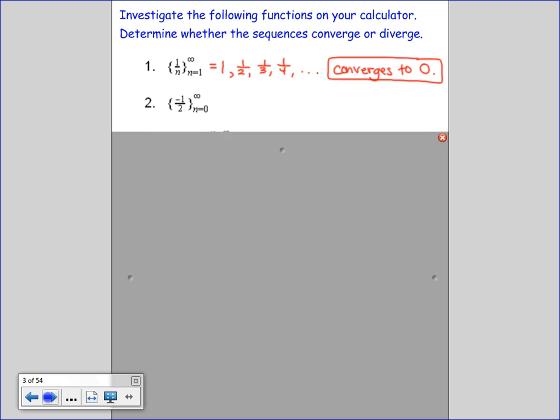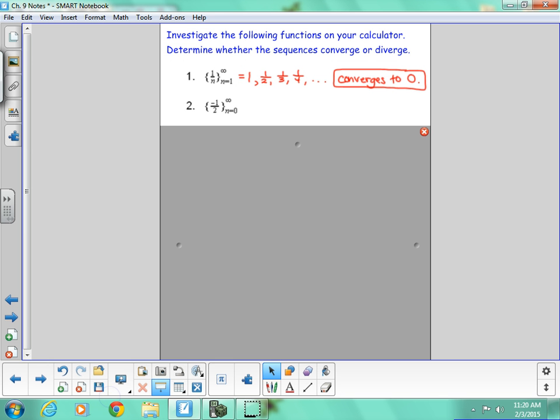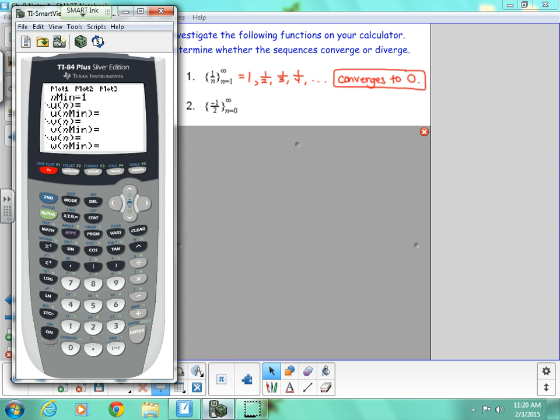How about this one? It doesn't have any enter. Hold on. If we were to use our calculator, what would we do to use our calculator to help us analyze this? What would be our n min? 0. 0. That's our lower bound, right? So I plug in 0. What is the equation or the function for the terms of the sequence? Negative 1/2.